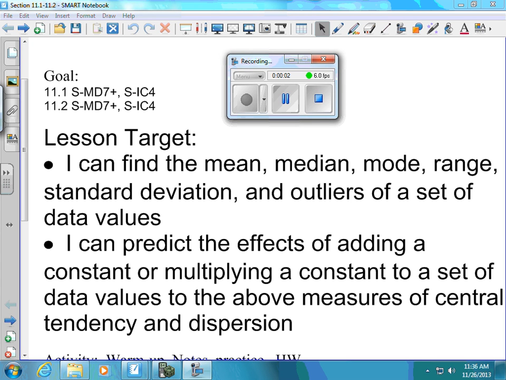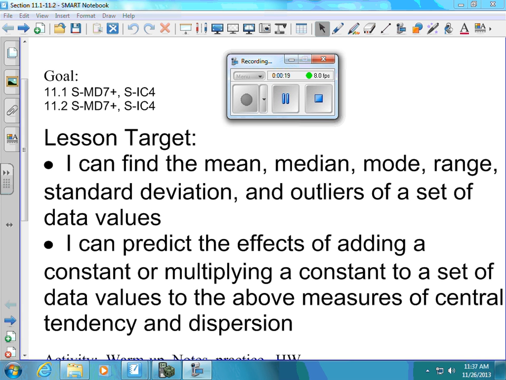Welcome to the start of our next unit. This unit is going to be focusing on statistics, and we are going to start today with the following targets. We're going to find the mean, median, mode, range, standard deviation, and outliers of a set of data values.